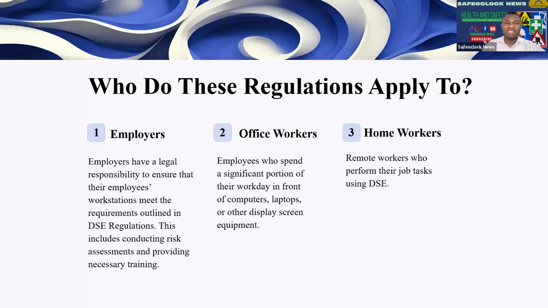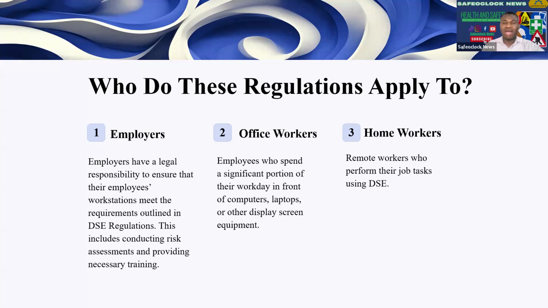Now, for the employers, it's the responsibility of the employers to ensure that the equipment provided for the employee is safe to use and is without risk to these employees. And it's also the responsibility of the employer to ensure that the worker is well trained and well informed about the risks associated with use of DSE and the adequate measures that the employer has already put in place. So it's the responsibility of the employer to communicate all this information to the employee.